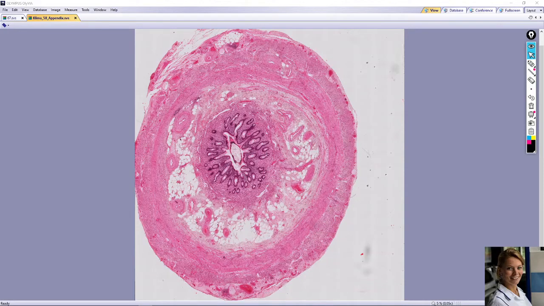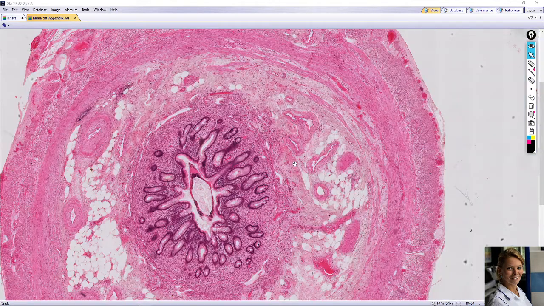In this video we will take a look at the slides of appendix. I will describe two slides of appendix. Both are stained with hematoxylin eosin. That means the nuclei of cells are purple and cytoplasm is pink. The morphology of appendix is similar to that of the colon, except for certain modifications.